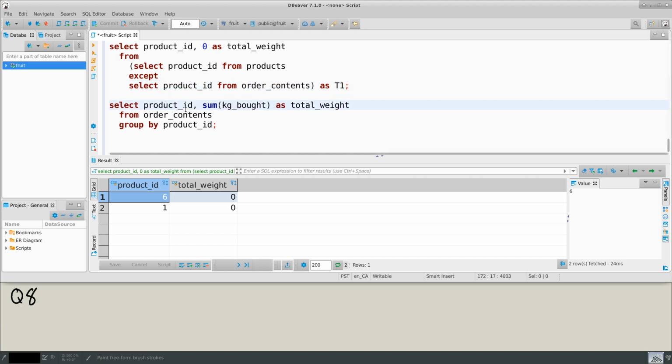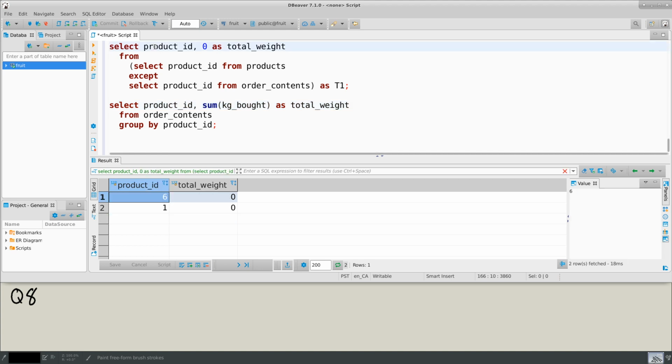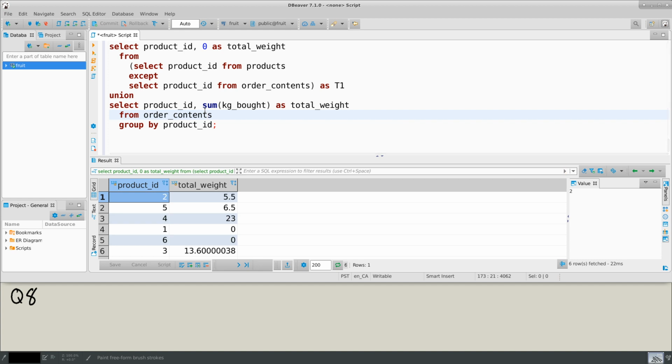And then here is a table that gives me the total weight of all the products that have been sold. Now all I need to do is jam these two big things together, and I get a table with the product ID and the total weight of every product, including products that have never been sold. And we know already we do have an operator for that, and it is union. So I try this. So now I've got a table with the product ID of every product and the weight that was sold, including cases where the product was never sold at all.